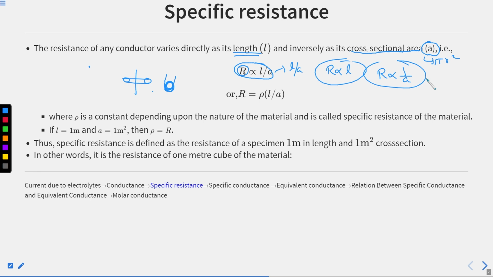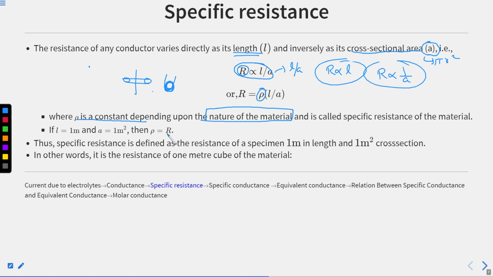So the formula is R is directly proportional to rho L by A. We are removing this proportionality and introducing a proportionality constant which is specific to that material, and it is represented by rho. This is called the specific resistance. So rho is a constant depending upon the nature of the material, as I have told earlier. It depends upon the nature of the material, and it's independent of the dimension of that material.